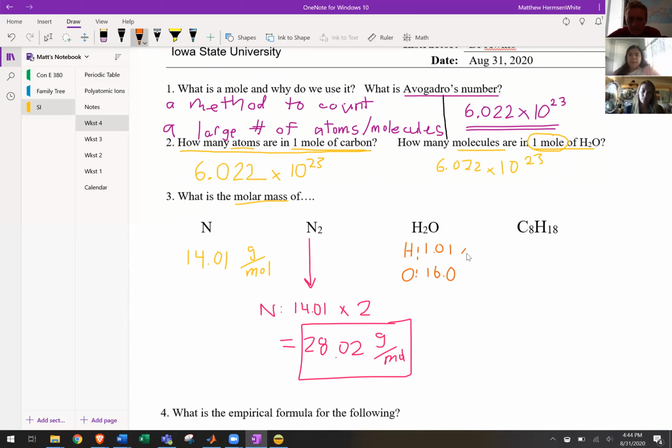Now we're going to multiply these by the amount. So there's 2 hydrogens in water. So times 2, that gives us 2.02. And then oxygen, there's only 1, so just times 1. And then that's just 16.0. And then we want to add up the total. So we get a total of 18.02. And again, the units are grams per mole.